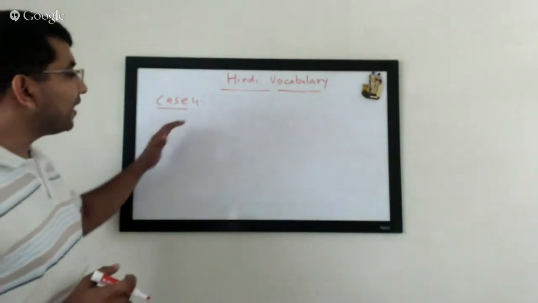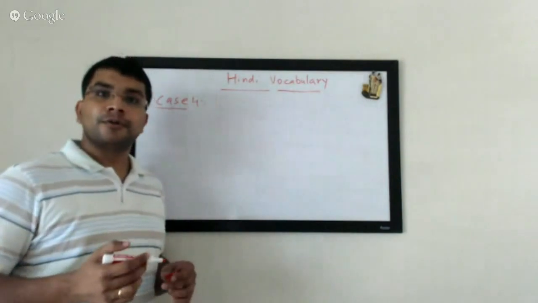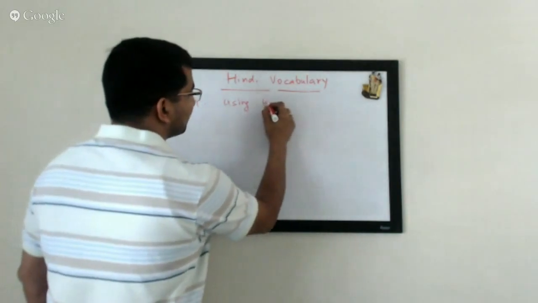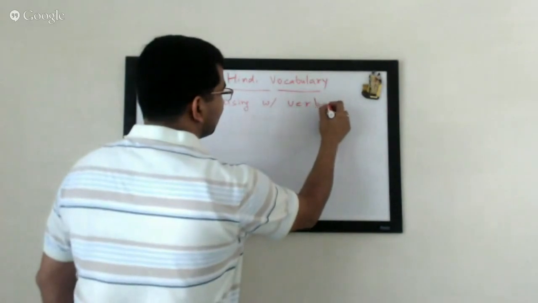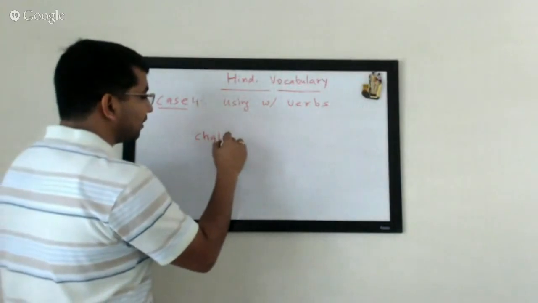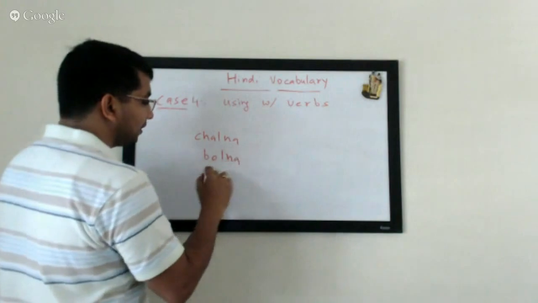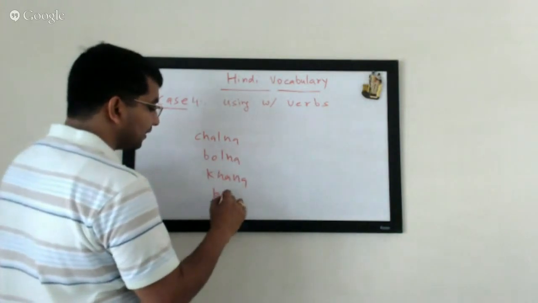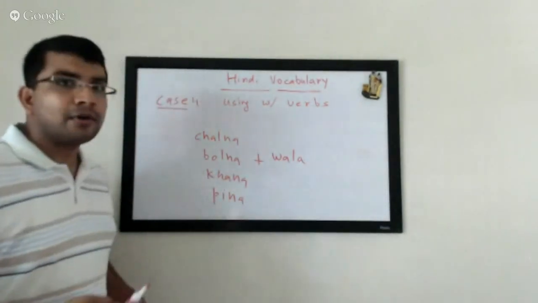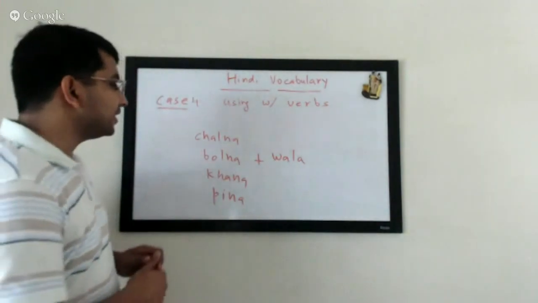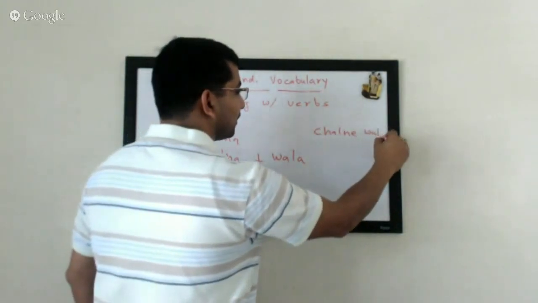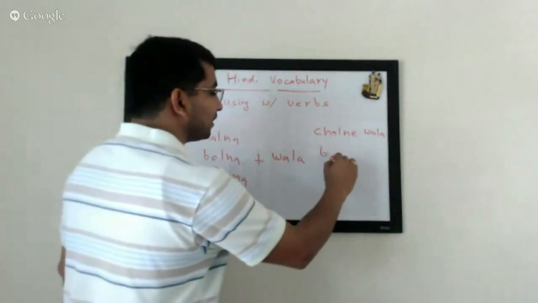Now, wala can also be used with verbs, right? So take any verb. We've covered a lot of verbs like chalna, bolna, khana, pina, right? Now, let's take a quick pause here. Can you think about it? Like, what will it mean? If you're using it with chalna and you have wala, it will become chalne wala, right? Bolne wala, right?